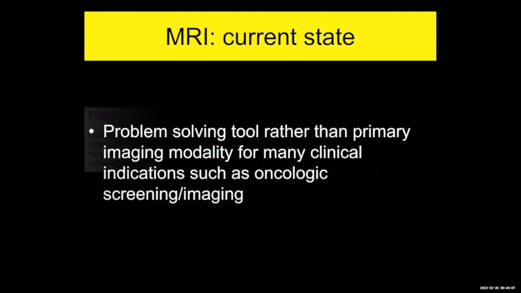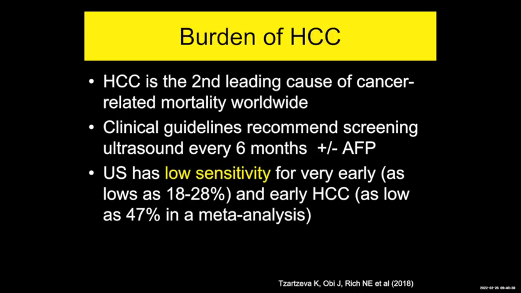One area where we routinely use imaging and MRI is as a problem-solving tool in abdominopelvic imaging. It's not a first-line modality for many applications, and we use it when CT or ultrasound is not able to provide an answer, and then we use MRI to solve a problem. Let me give a concrete example of that.